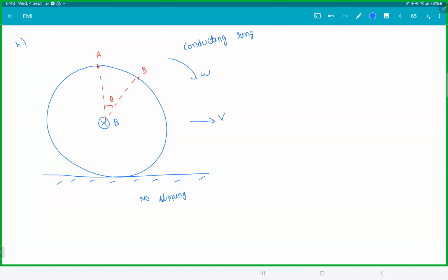So it's a conducting ring rolling and going. If it was only translating, your life would have been easy. So A to B, you can treat this as two projected lengths and find the EMF. But this is rotating also. How will we do this? A is the topmost point. Try. I'll give you a minute.